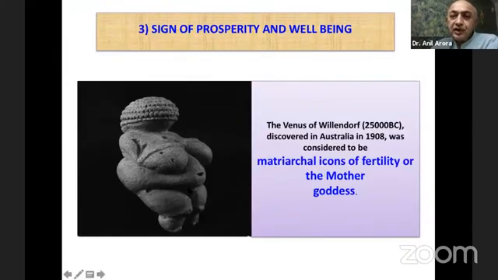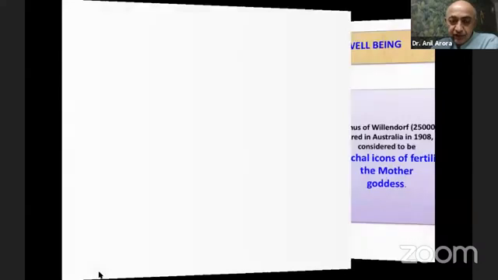In olden times, obesity was seen to be a part of well-being. The classical example is the Venus of Willendorf, which was discovered in Austria in 1908. And it was considered to be a matriarchal icon of fertility, or the mother goddess. This was discovered in 1908.